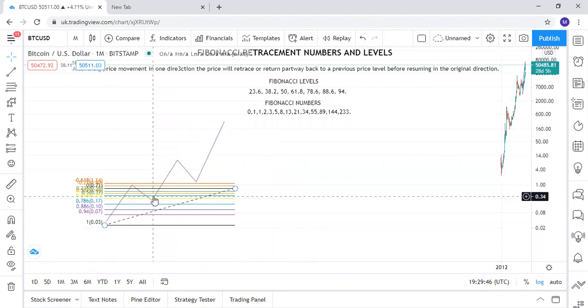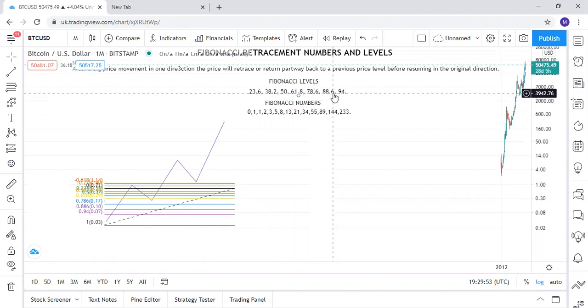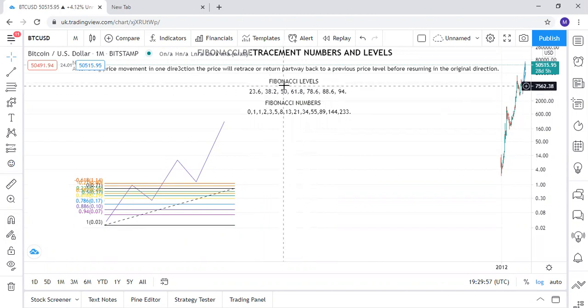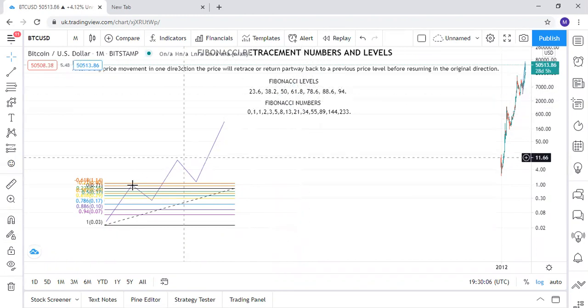The maximum is usually 61.8. Sometimes it might reach 78.6 or 88.6, but majorly it doesn't exceed 61.8. More often, it is 61.8, 38.2, and 50. Do you understand? These are the major levels that are respected, 38.2 to 61.8.